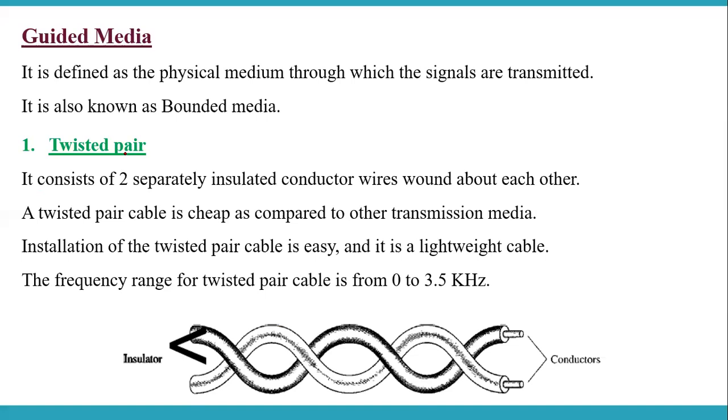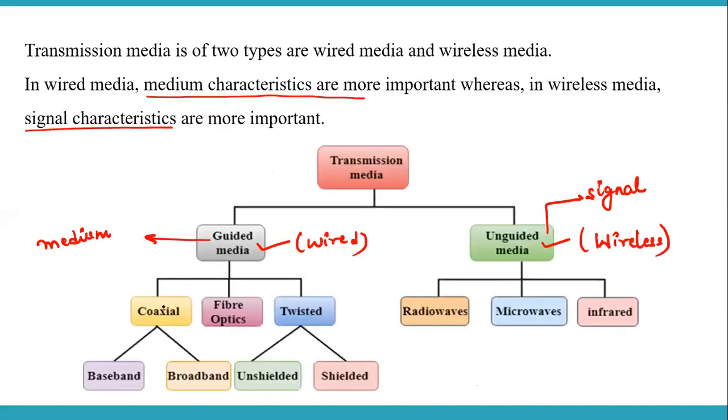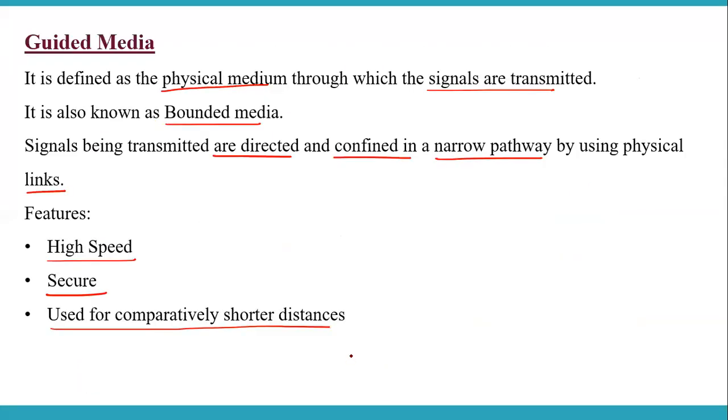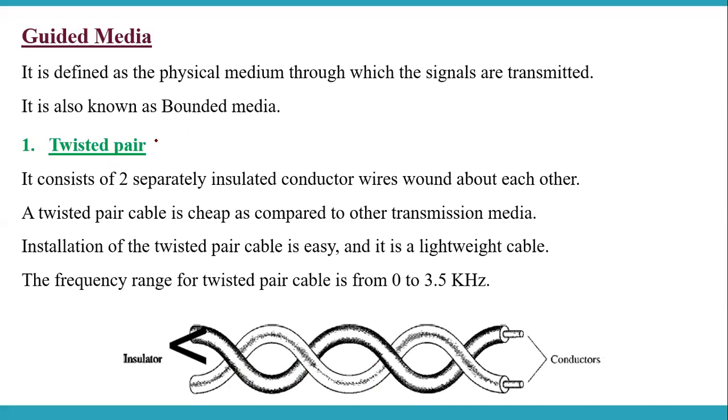So now the first thing that we have is twisted pair. यहाँ पे आपने देखा होगा कि यहाँ पे the third is twisted one, and it is of two types, unshielded and shielded. So अब हम इसको डिटेल में पढ़ेंगे. So twisted pair, it consists of two separately insulated conductor wires that are wound about each other, basically of this type. एक दूसरे से criss cross होके joined है वो. So कौन से type की wires है? Conductor wires है, insulated conductor wires.